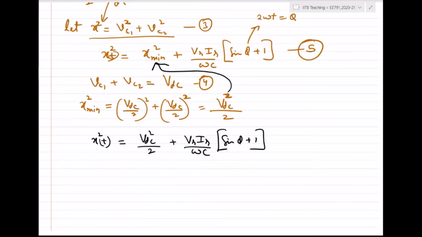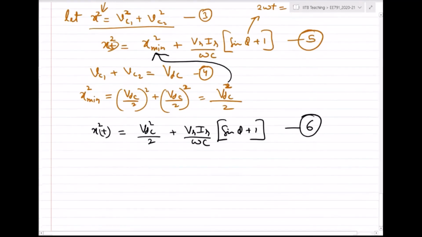So now, what is the maximum value? One thing you can do is solve this equation number 6, and by solving it we will get an expression for x of t. That is the reference that will give us the reference value of the capacitor voltage VC1. And once we get the reference of VC1, the reference of VC2 is nothing but VDC minus the reference of VC1. So that will give us that. Maybe we can do that. Let's go ahead and do it.